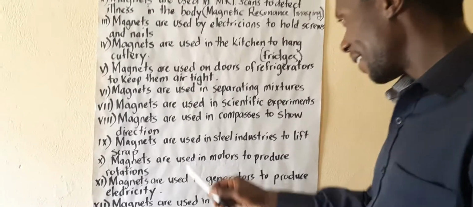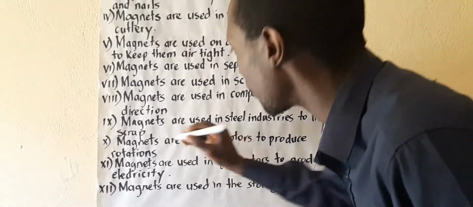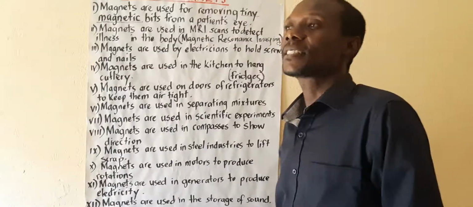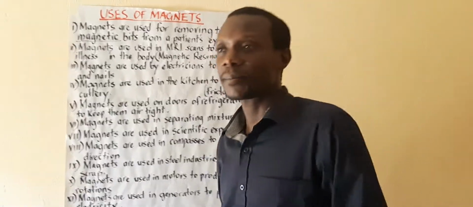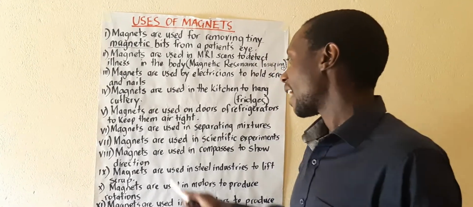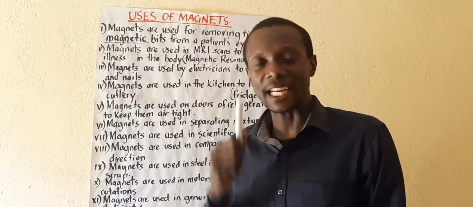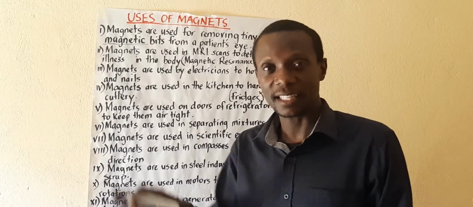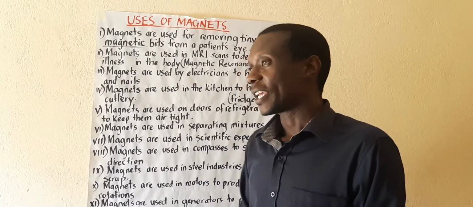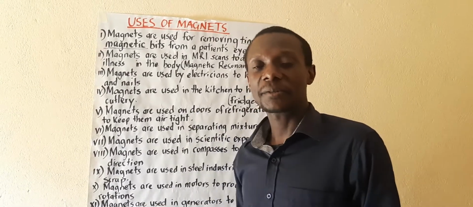Response number 9, magnets are used in steel industries to lift scrap. Someone might say they're used at the junkyard to lift scrap. And the magnet that we said is used at the junkyard is called an electromagnet because it uses electricity. It can easily be demagnetized or magnetized at the user's will.